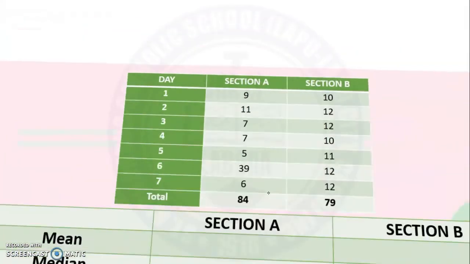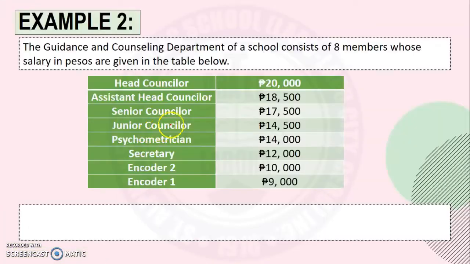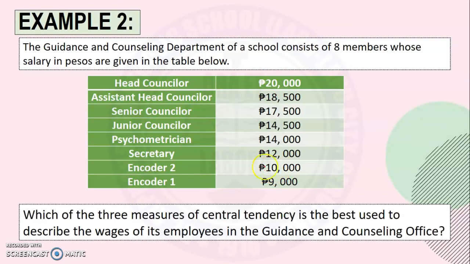Let's have another example. The Guidance and Counseling Department of a school consists of 8 members whose salary in pesos are given in the table below. So we have here in the first column the Guidance and Counseling Department members, and in the second column is their salary. Now, which of the 3 measures of central tendency is best used to describe the wages of its employees in the Guidance and Counseling Office? To know that, we need to find these 3 measures first.